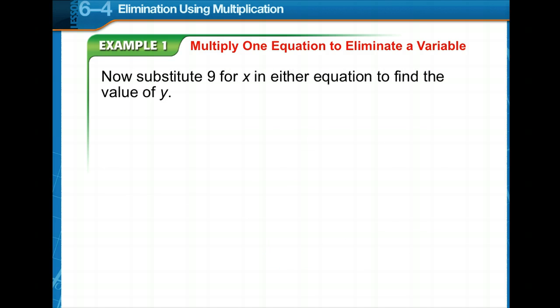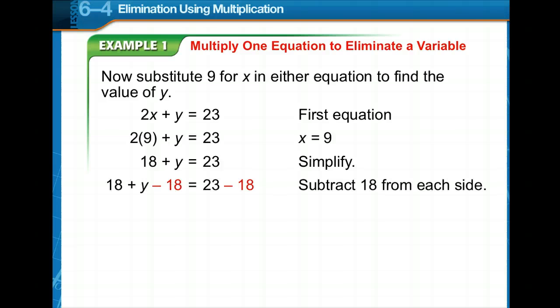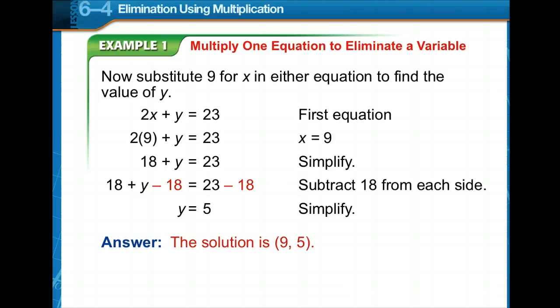Now we're going to substitute 9 in for x. It doesn't matter which equation we choose. Here in this example, they're using the first equation. So instead of x, we're substituting in 9. So we have 18 plus y is equal to 23. How do we solve for y, folks? You're right. We're going to subtract 18 from each side. So y is equal to 5. So our solution is 9, 5.